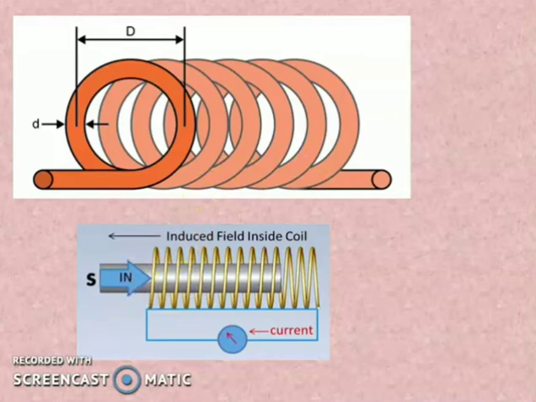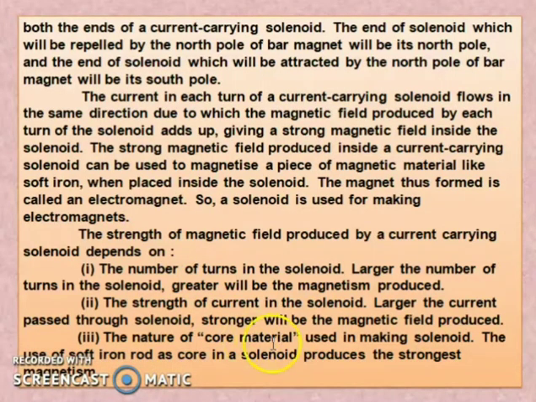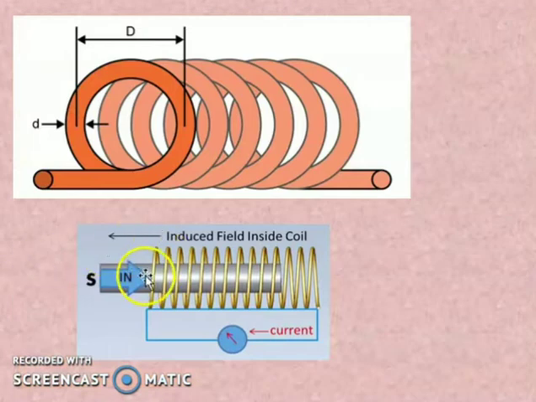Now here you can see the diagram. That is the third point, the nature of the core material used in making the solenoid. If a soft iron rod is used as the core in the solenoid, you can produce strong magnetism. Here it is soft iron, wound by a wire, so this will act as a solenoid. Inside this is an iron rod, which will act as a magnet when a current is passed through it, and it will produce strong magnetism.